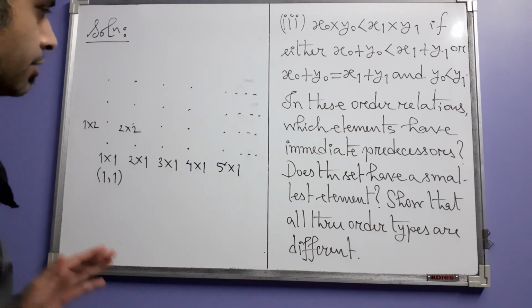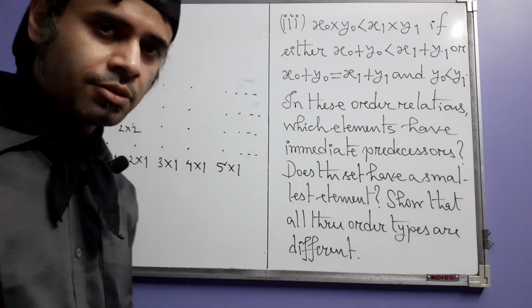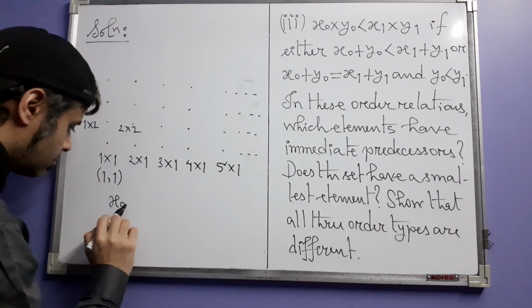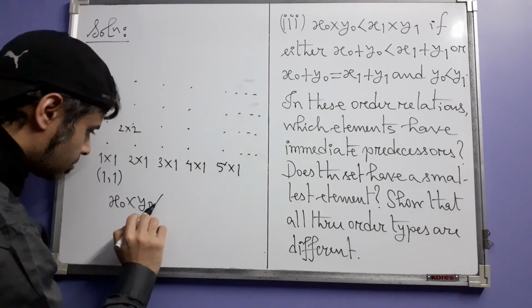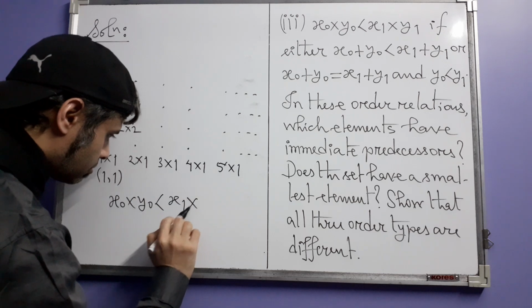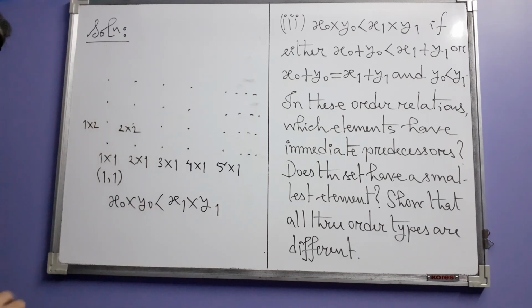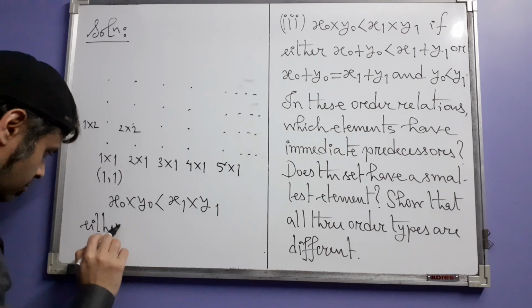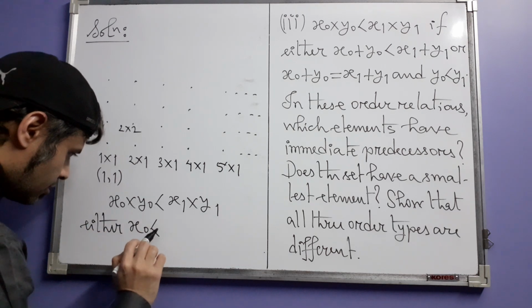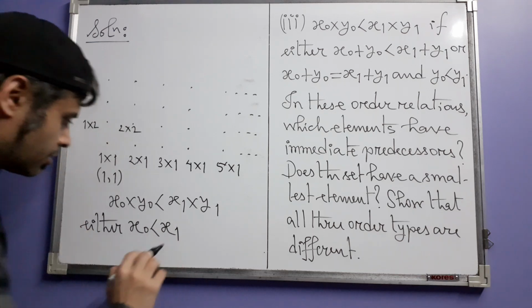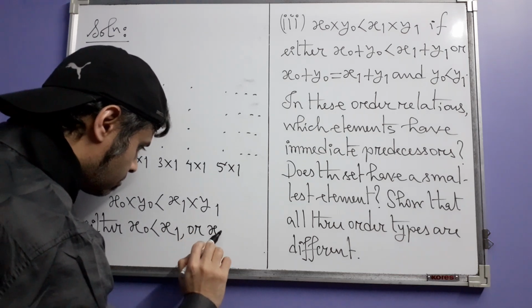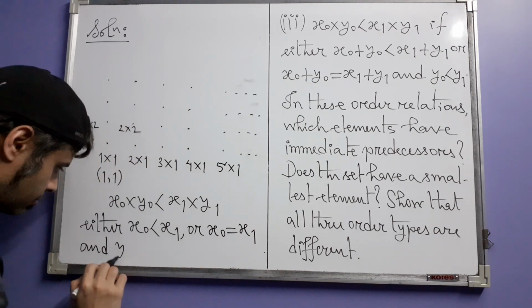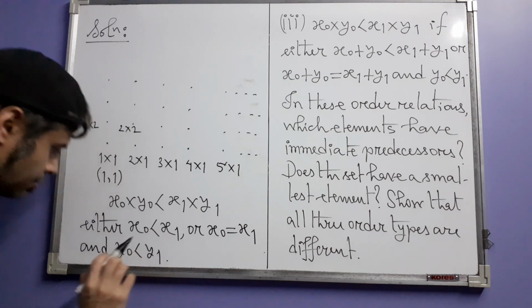Okay, now what does the dictionary order say? Let us recall the definition of dictionary order. In the dictionary order, two such ordered pairs will be related like this if either x0 is less than x1, or x0 is equal to x1 and y0 is less than y1.